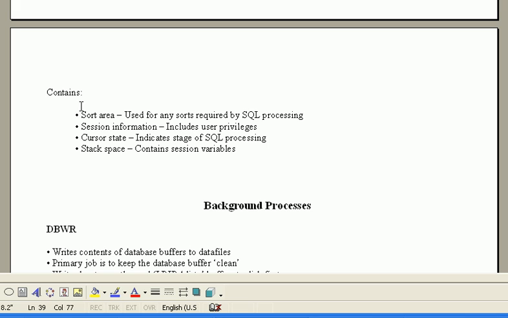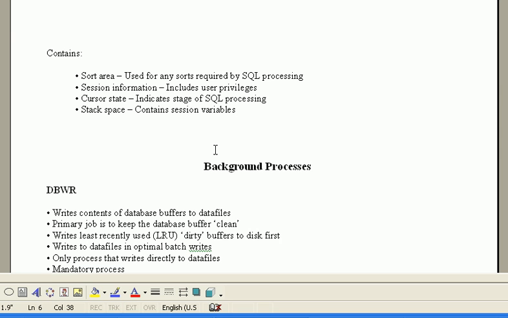And it contains 4 things. One is the sort area, that is used for any sorts required by SQL processing. The second one is session information, that includes user privileges. The third one is the cursor state, which indicates the stage of SQL processing. The fourth one is the stack space, which contains session variables.